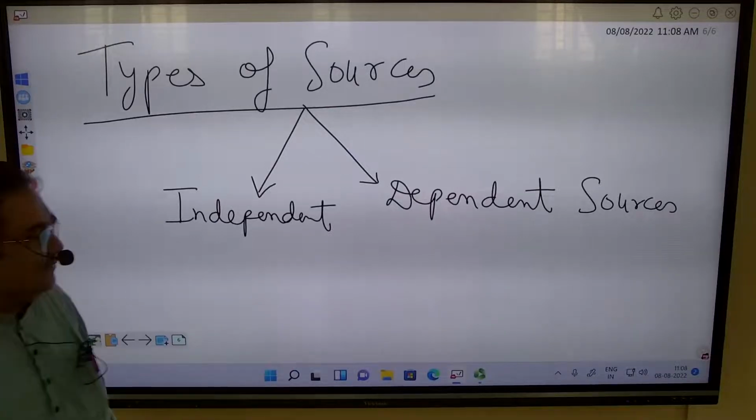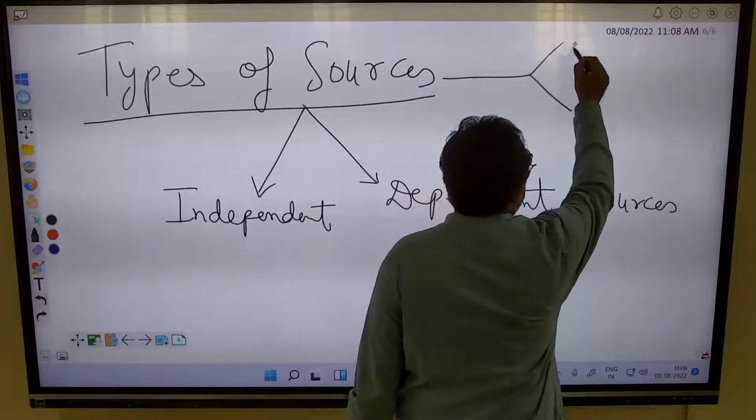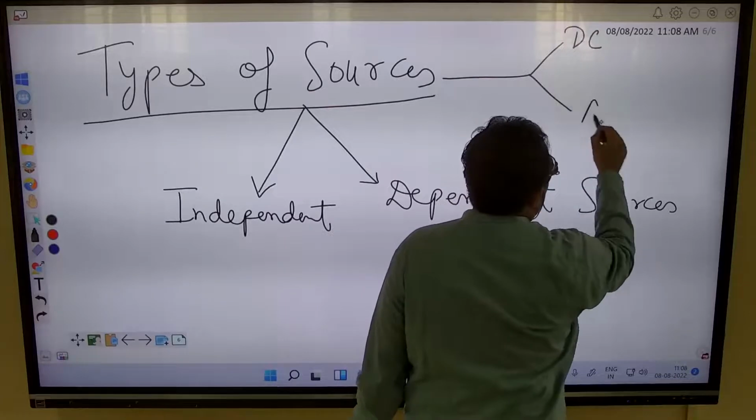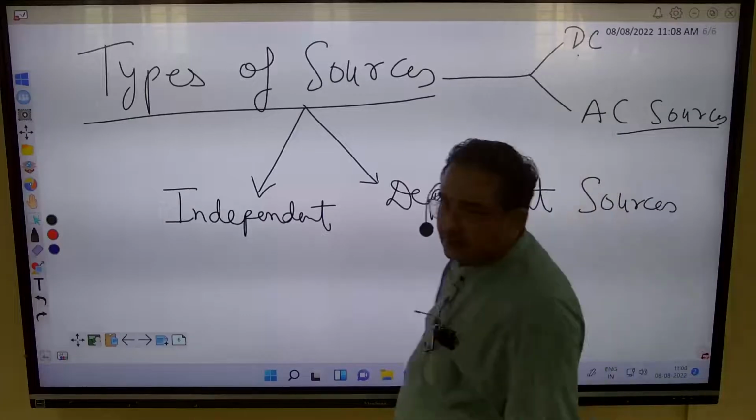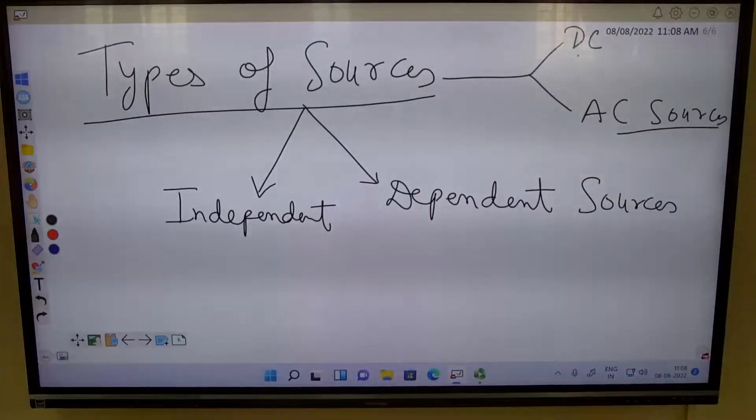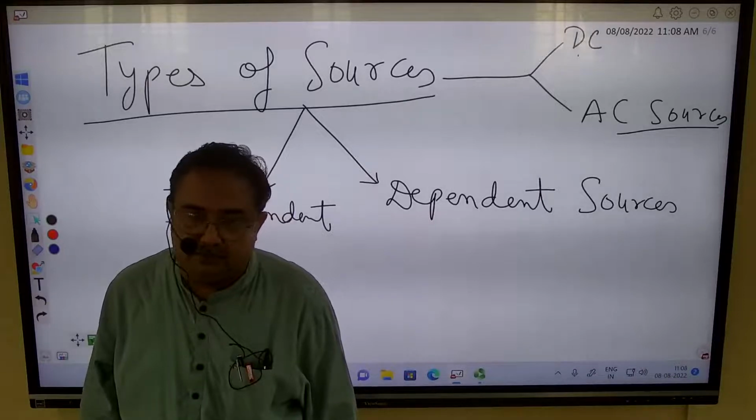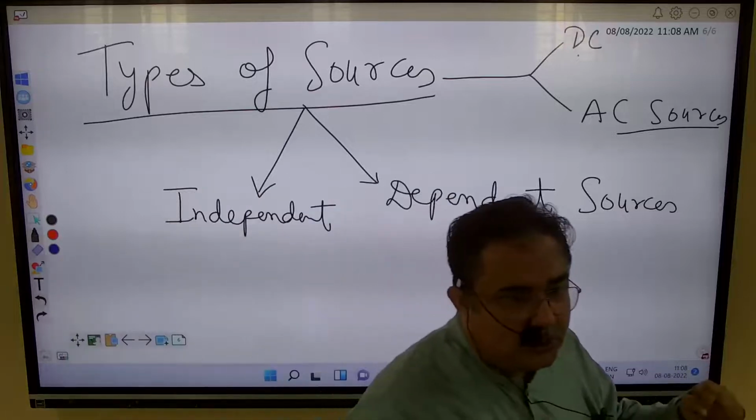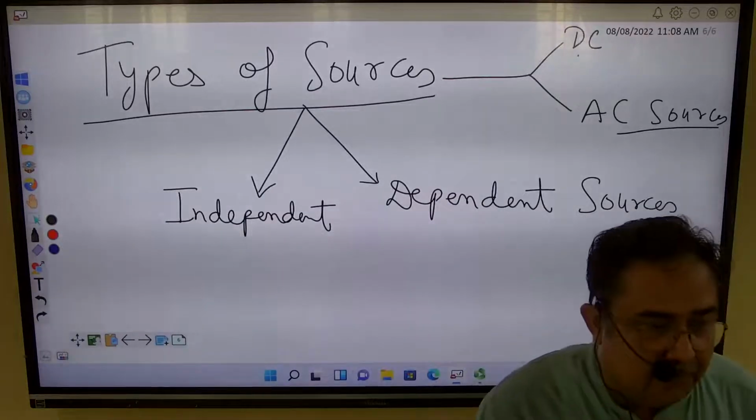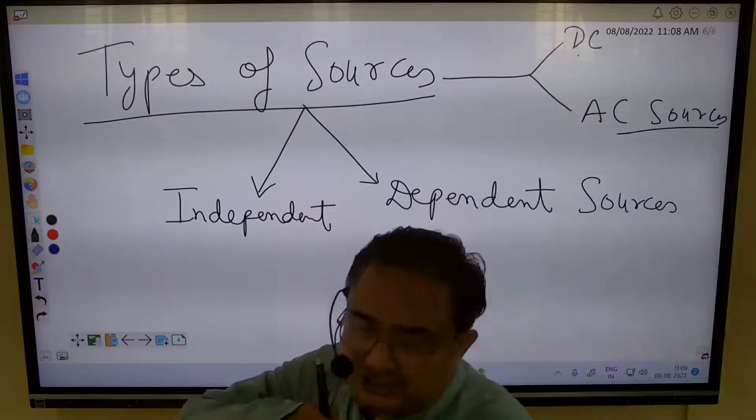Another classification of sources: DC sources and AC sources. AC means alternating. This is the abbreviated form, you have just expanded it. But what is the meaning of DC? Which supply do you consider as DC? The supply which is unidirectional in nature. Mind it, generally there is a misnomer concept, that it is one which is constant.